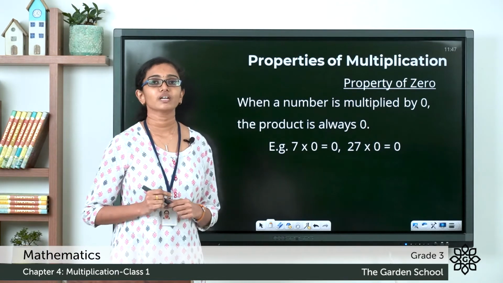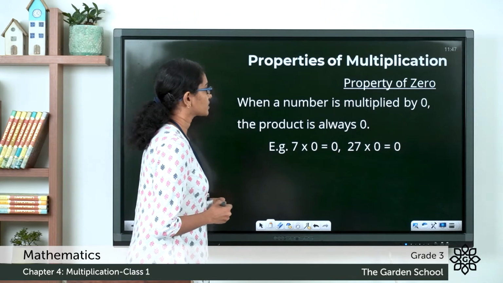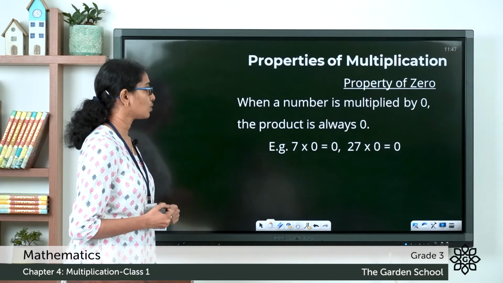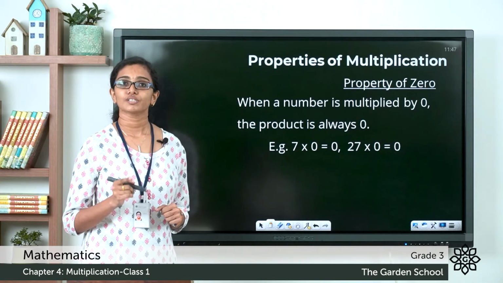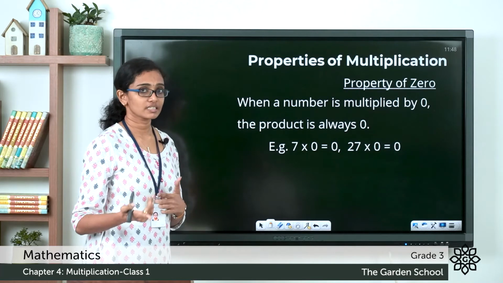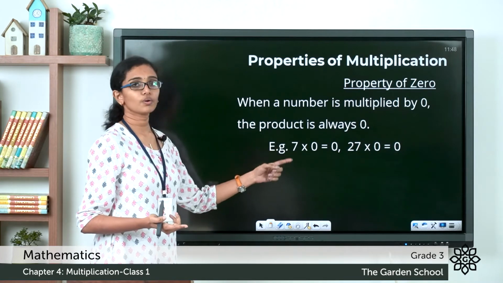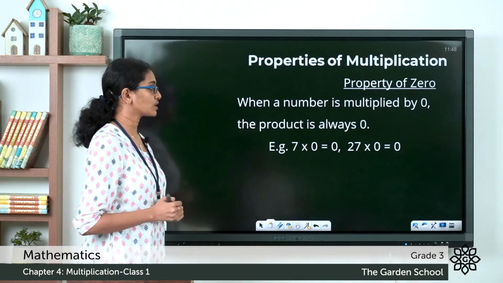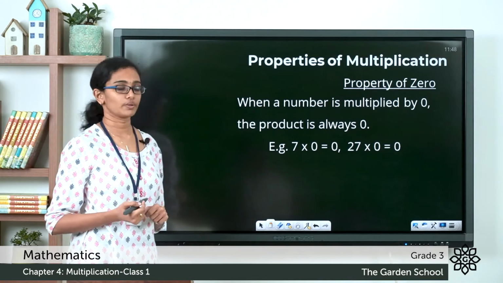Now, what is the second property? The property of 0. So, what is the property of 0? It states that when a number is multiplied by 0, the product is always 0. So, when it's actually multiplied by 0, the number does not exist there, right? So, 7 into 0 equals 0. Here is one more example. 27 into 0, which is equal to 0 itself.